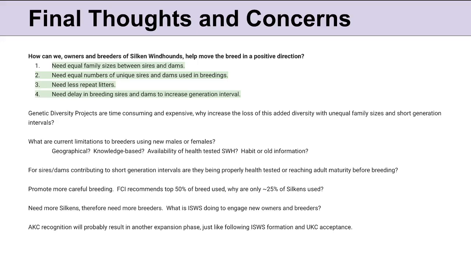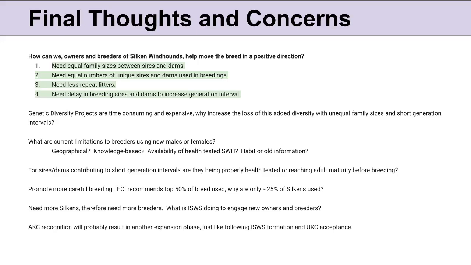Are there current limitations to breeders using new males or females in programs rather than repeating, or what FCI calls matador breeding? Is it geographically based? Is it knowledge based? Is it availability of health tested Silken Windhounds? Is it habit or old formation? This would be good things for the club to investigate.